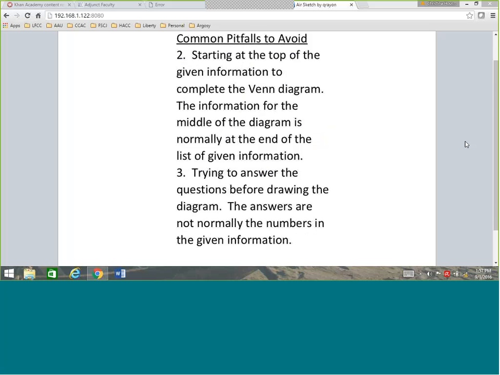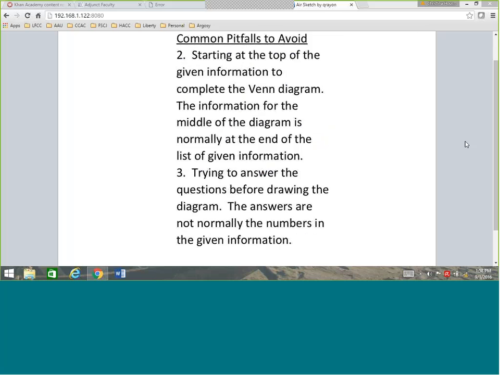Another common pitfall is to try to answer the questions before drawing the Venn diagram. The problem with that is the answers are not normally the numbers that are in the given information. If you notice, some of our answers were not numbers that were given. So it's really, really hard to do this without drawing the Venn diagram first. Some people, maybe to save time, or maybe because they don't understand Venn diagrams, try to go straight from the information to the questions, and it's just not going to happen. You're not going to be able to answer them correctly.